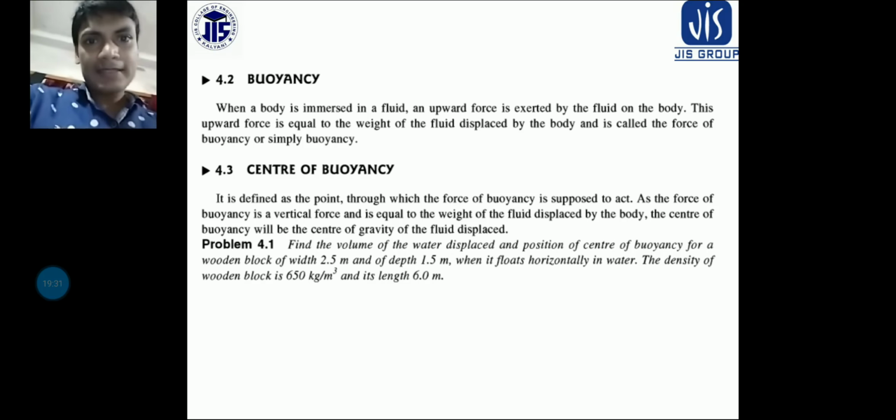Now next you need to know what the center of buoyancy is. The center of buoyancy is defined as a point through which the force of buoyancy is supposed to act. That means where the buoyant force is acting, that is called your center of buoyancy. Now, as the force of buoyancy is a vertical force and is equal to the weight of the fluid displaced by the body, the center of buoyancy will be the center of gravity of the fluid displaced. Okay, so I hope it is clear.